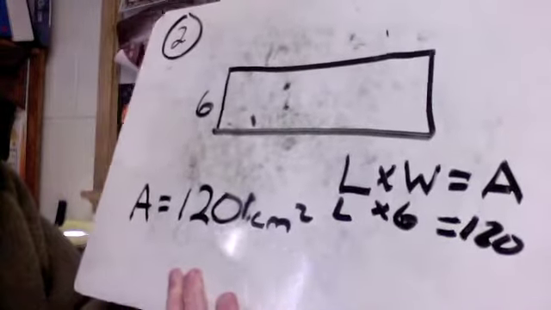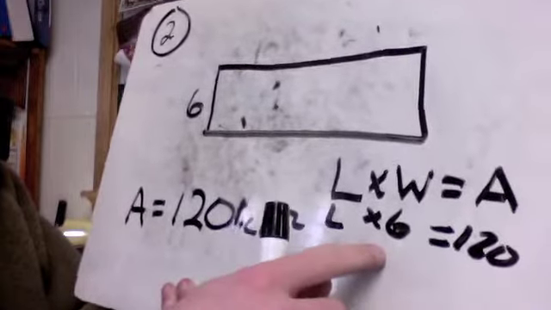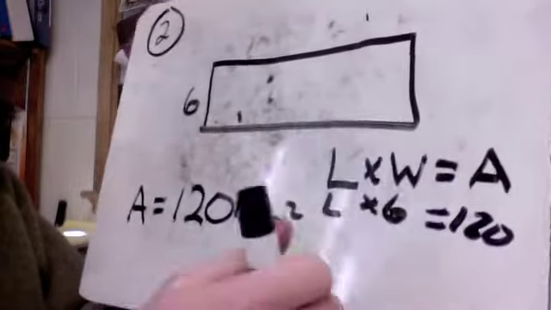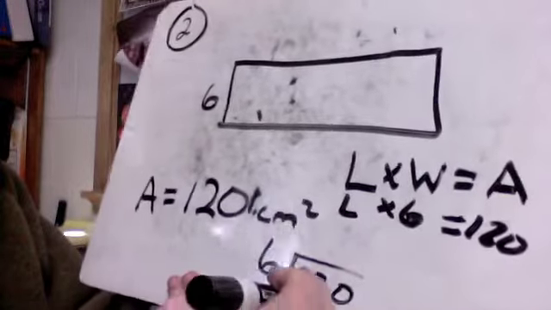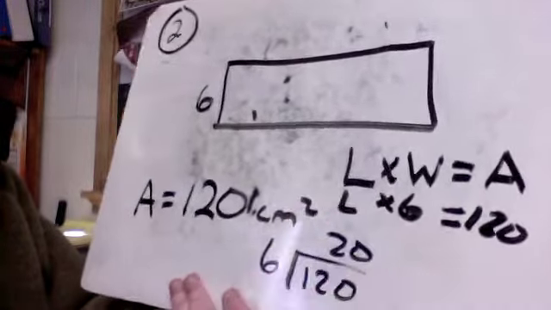There's a couple ways we could do that. We could just do the opposite of times by 6 and divide this by 6. We could go 120 divided by 6. 120 divided by 6 is just simply 20.